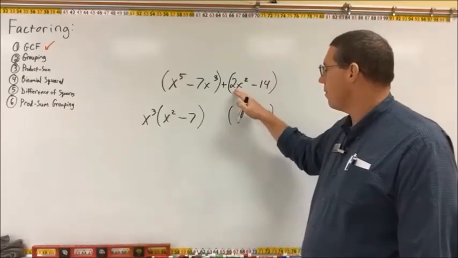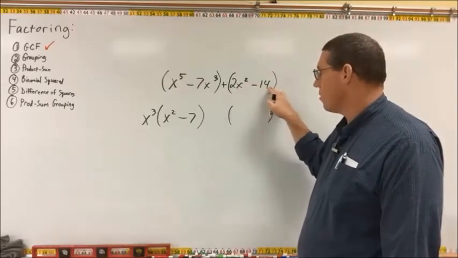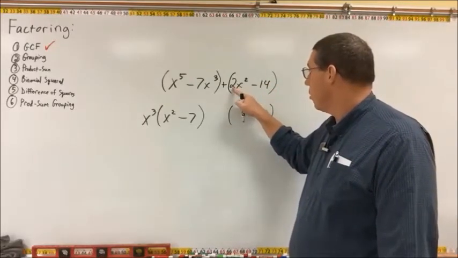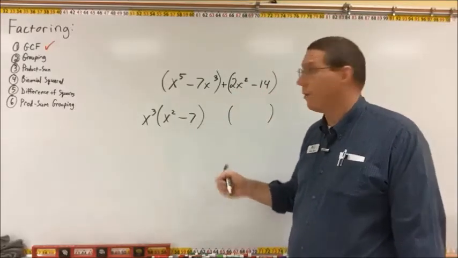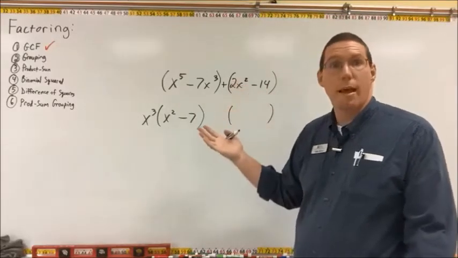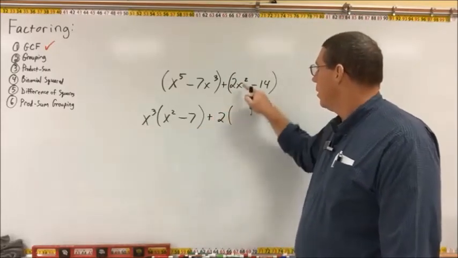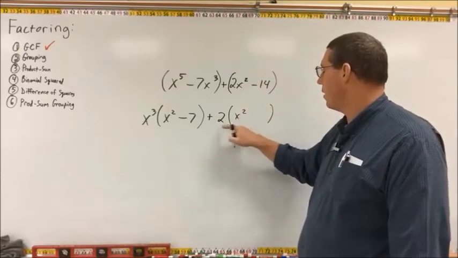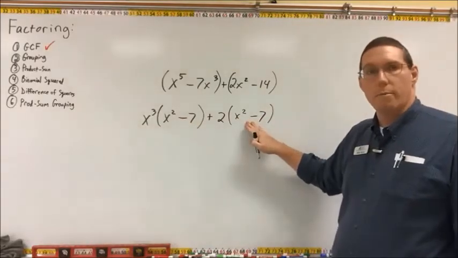What is the greatest common factor in 2x squared minus 14? Well, there's no x's over here, so we can't take an x out. But 2 goes into 2 and 14. They're both divisible by 2, so we can take a 2 out. And this is a positive 2, so we're going to take a positive 2 out. 2x squared divided by 2 is just x squared, and negative 14 divided by 2 is negative 7. And so sure enough, we've got our x squared minus 7 over here.